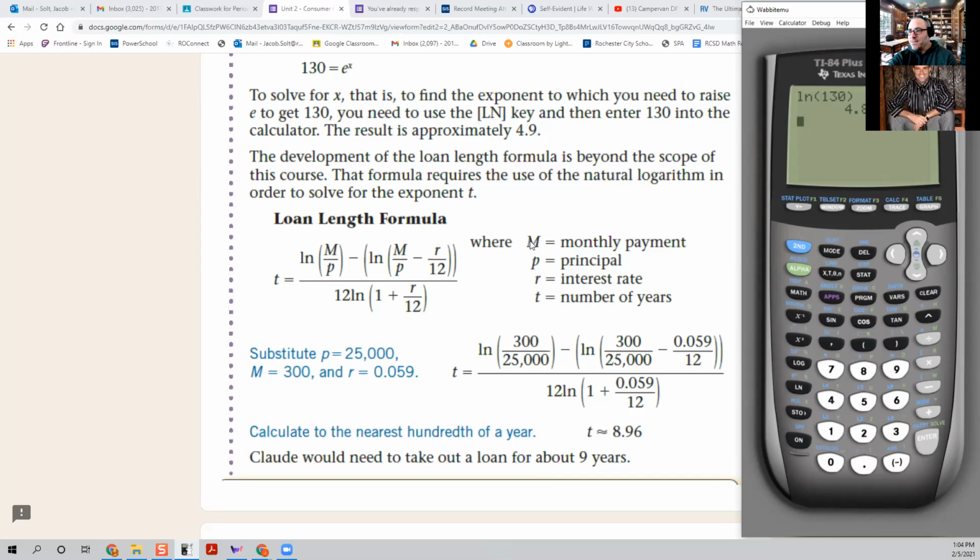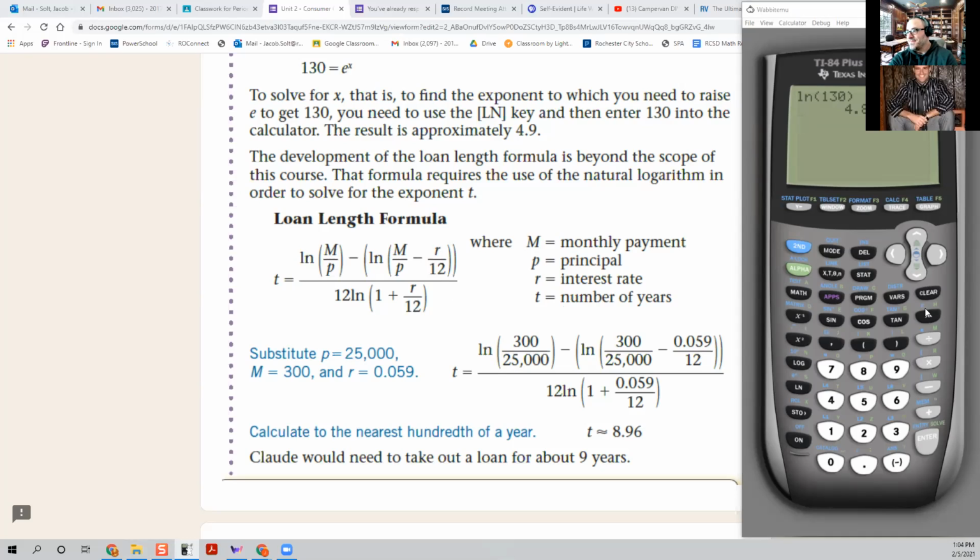Claude wants a monthly payment of $300. So we're going to need to stick 300 every time we see this capital M in this formula. So here and here, we stick 300 in this formula. P is the principal, how much is being borrowed. So we stick $25,000 in for P every time we see P. R is the interest rate, 5.9%, but expressed as a decimal, 0.059, every time we see R, and that shows up twice. And then T is going to be the number of years. If we just stick this in here, the calculator will do all the calculations for us.